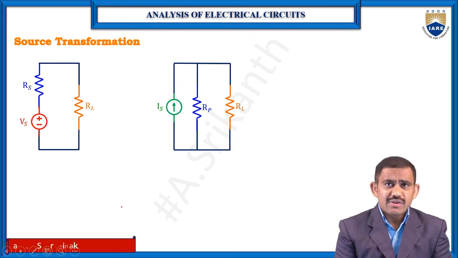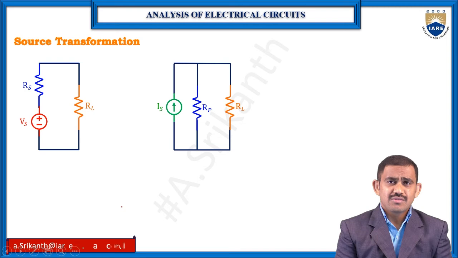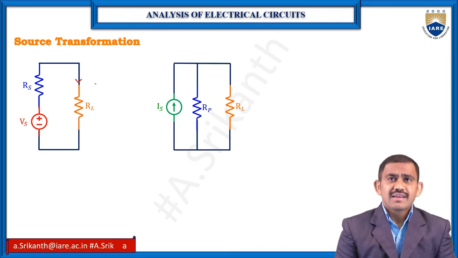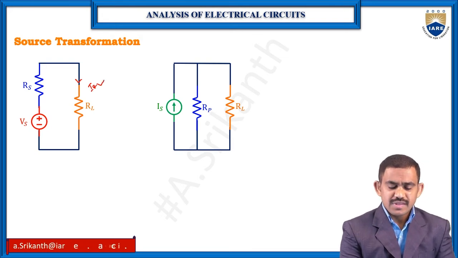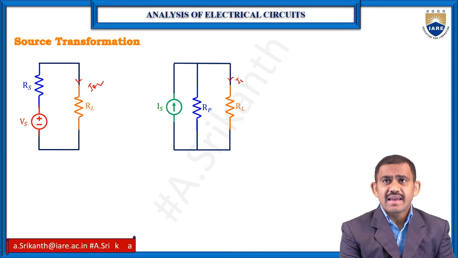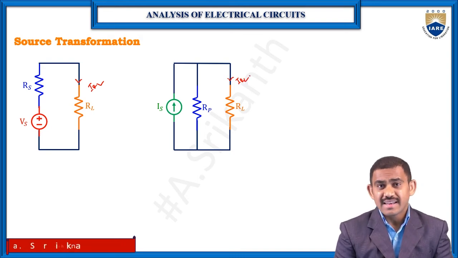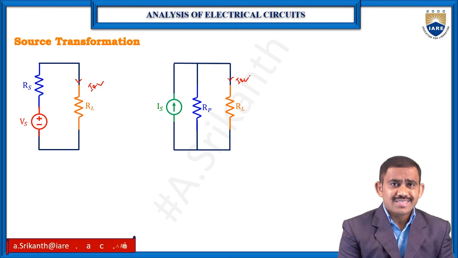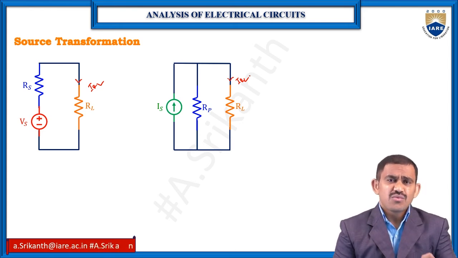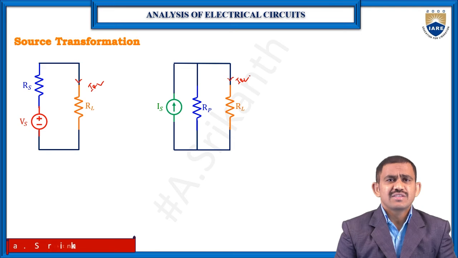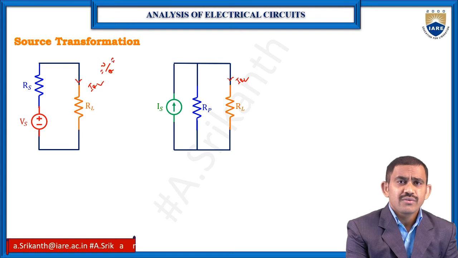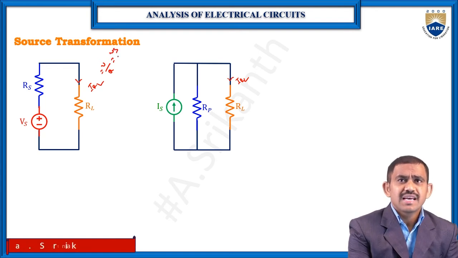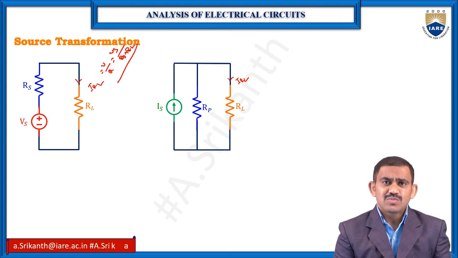Now write the equation for load current. Here I want the current value I RL, and here also I require the I RL value, then compare the I RLs. For the first circuit, how many loops do we have? Only one loop, so you can write the equation I RL equal to V by R. Here V equals Vs and R equals Rs plus RL, the total resistance, since both resistors are in series.